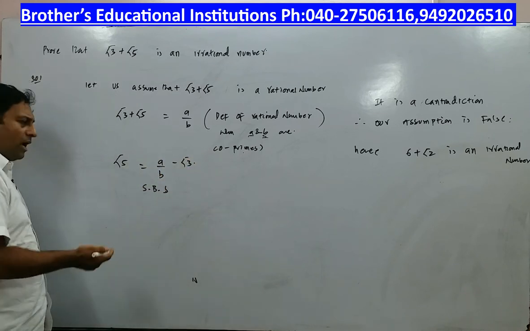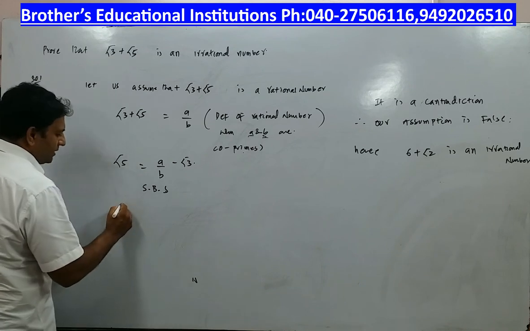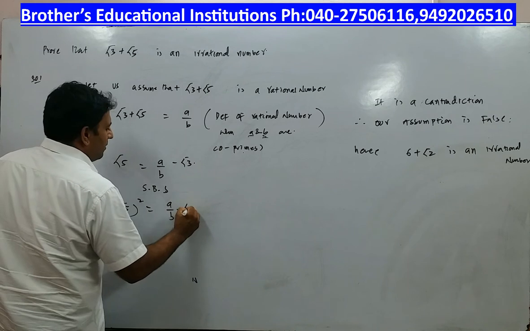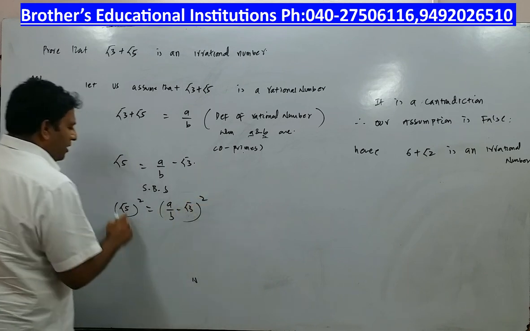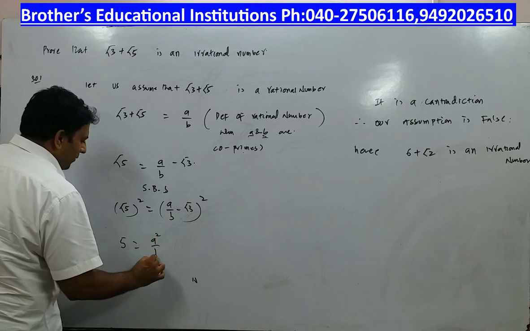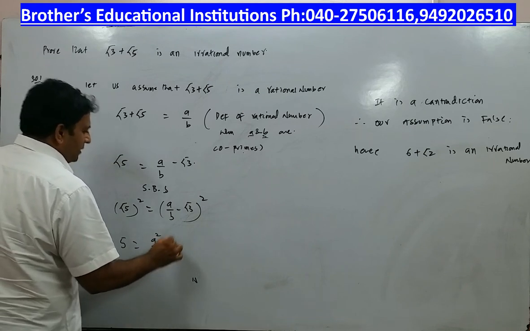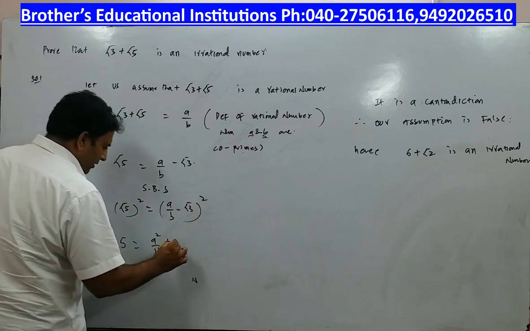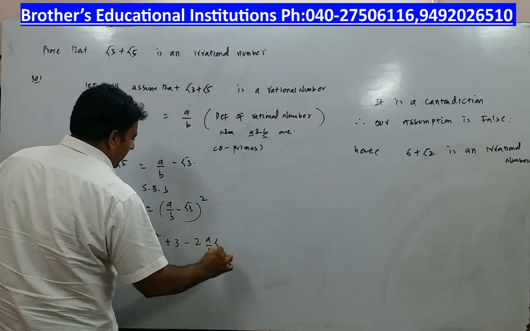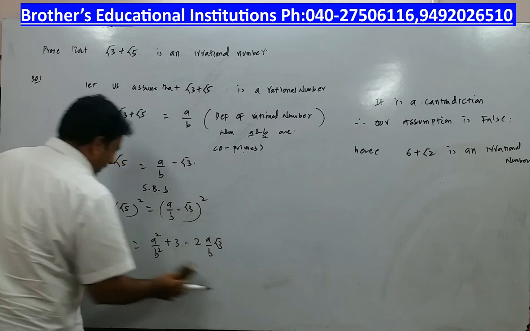Once I write this, I will square this on both sides. When I square on both sides, root 5 whole square is equal to a by b minus root 3 whole square. What is root 5 whole square? 5. What is a by b whole square? a square by b square, plus what is root 3 whole square? 3, minus 2 into a by b into root 3. Alright.